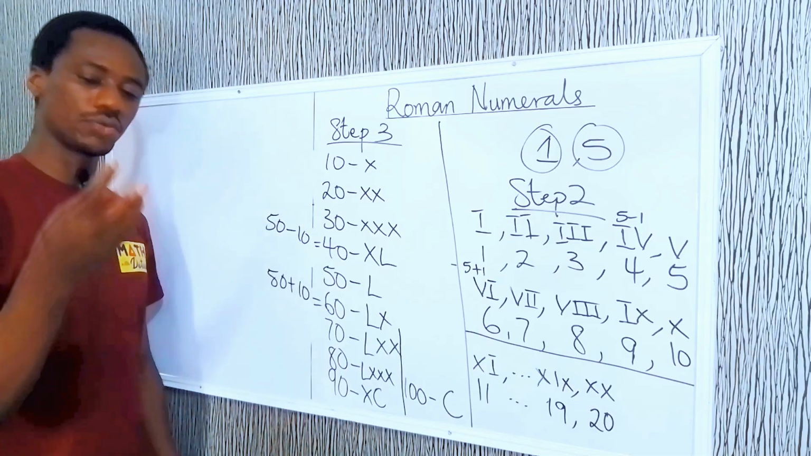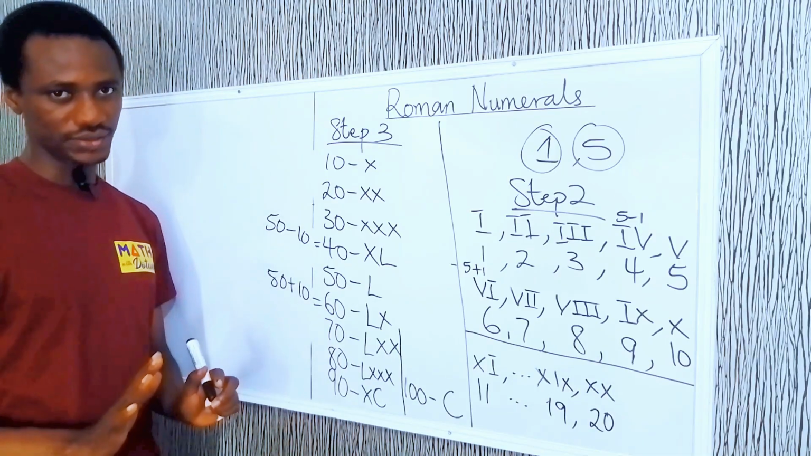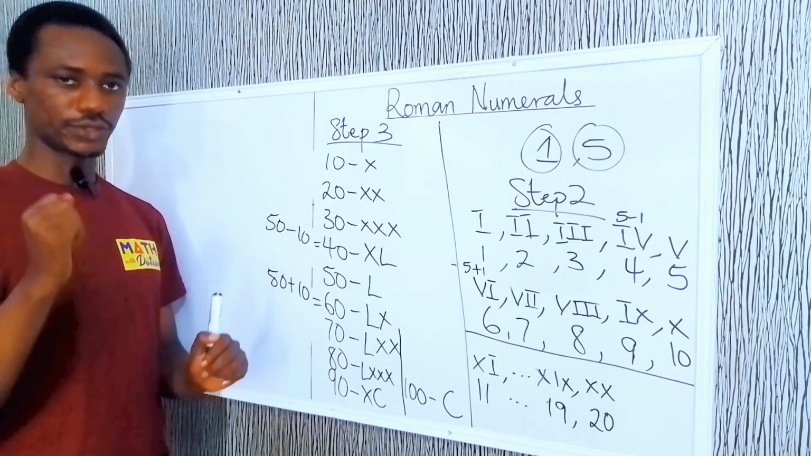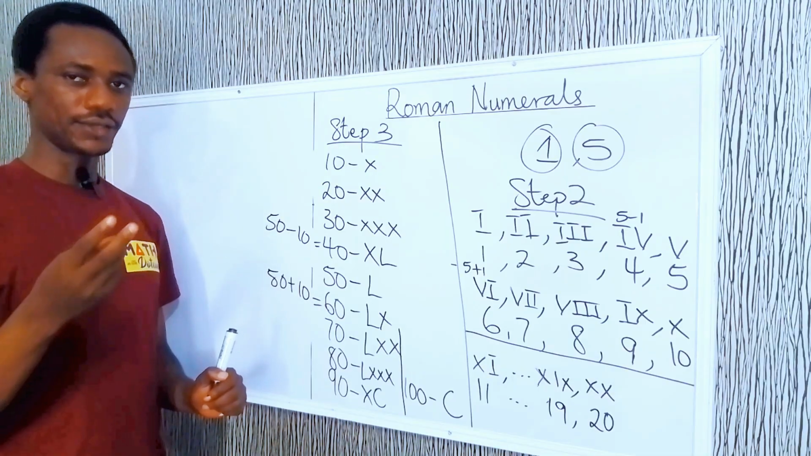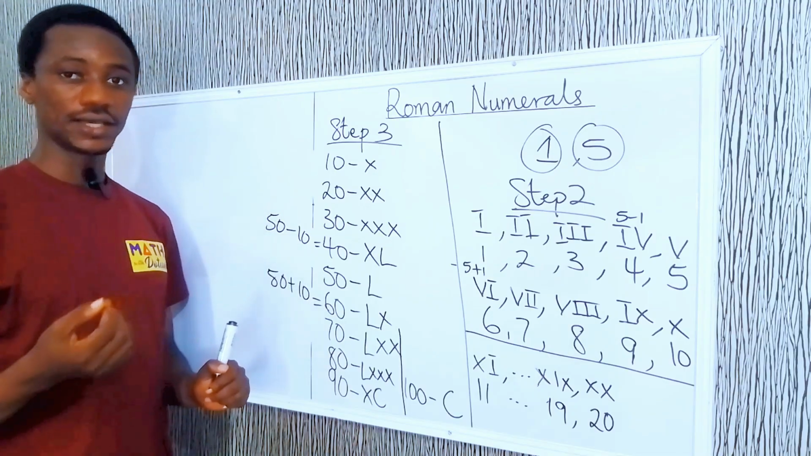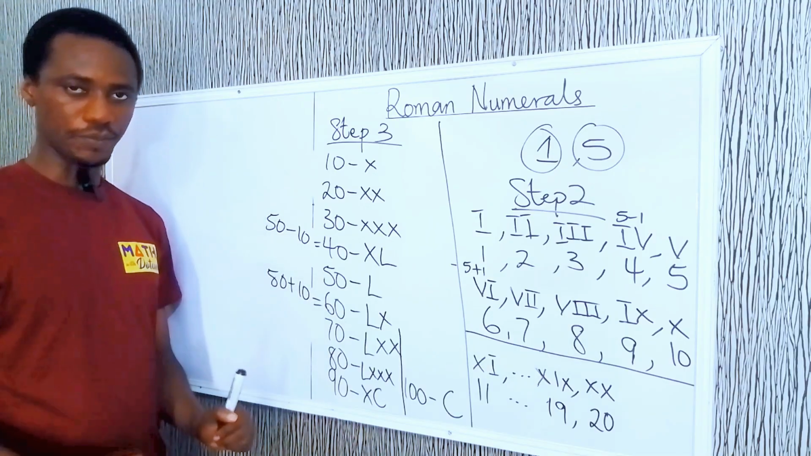So you know your numbers, you know the letters: 1, 5, 10, 50, 100, 500, 1000. That's I, V, X, L, C, D, M.